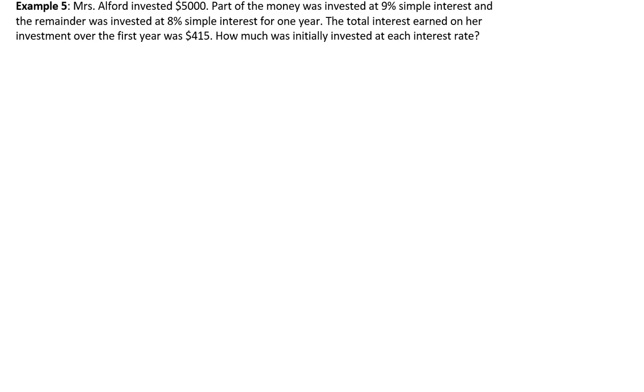Alright, so first, Mrs. Alford invested $5,000. Part of her money went into an account earning 9% simple interest, and the remainder went into an account that earns 8% simple interest for 1 year. She made $415 in interest over the year. How much was initially invested at each interest rate?